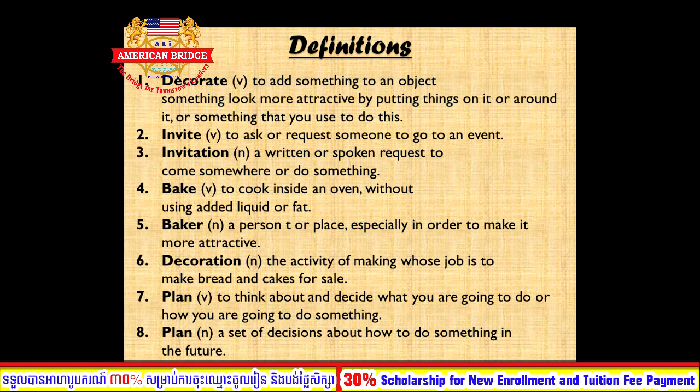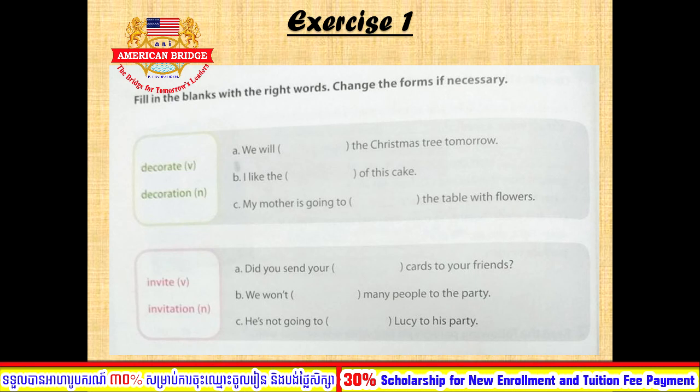Let's read it again. 1, decorate. 2, invite. 3, invitation. 4, bake. 5, baker. 6, decorate. 7, plan. 8, plan. Okay? So these are the definitions. Now that you know the definitions, we can start doing exercise 1. Exercise 1, you are to fill in the blanks with the right words, change the forms if necessary.